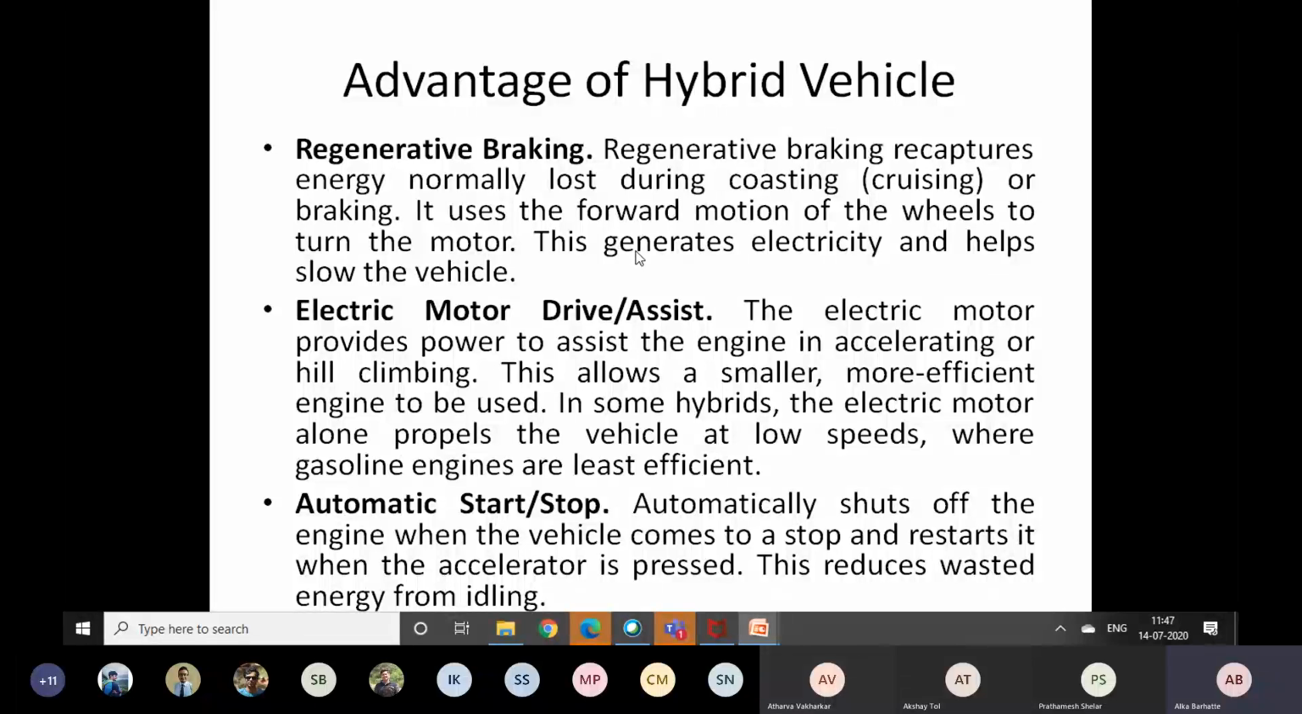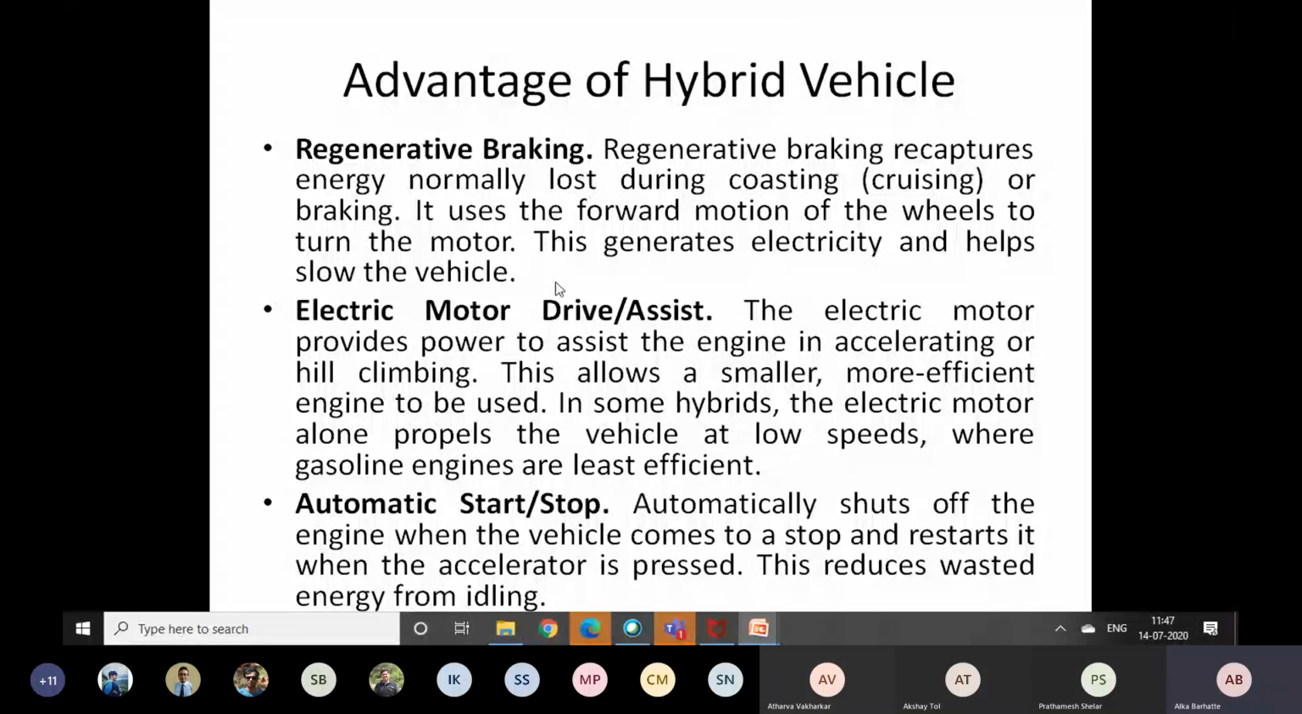In cruising, there is no need to change the speed. Your vehicle is operating at a constant speed, so the power we are consuming from the engine is not fully utilized. Whatever is remaining, that unrequired energy or power, will be transmitted to drive the motor, which works like a generator. Hence that generated power is used to again charge your vehicle's battery. That is known as regenerative braking.